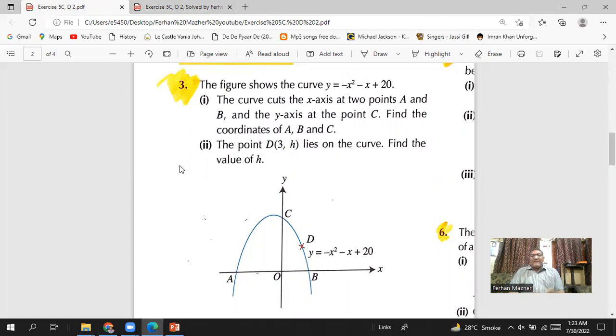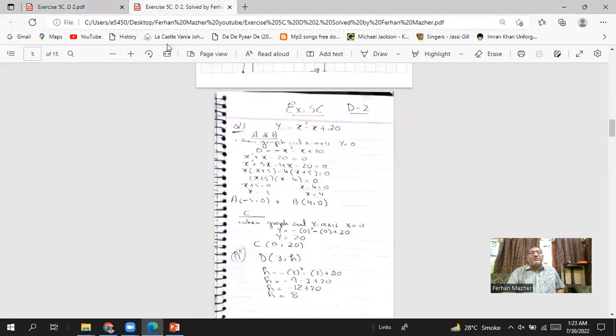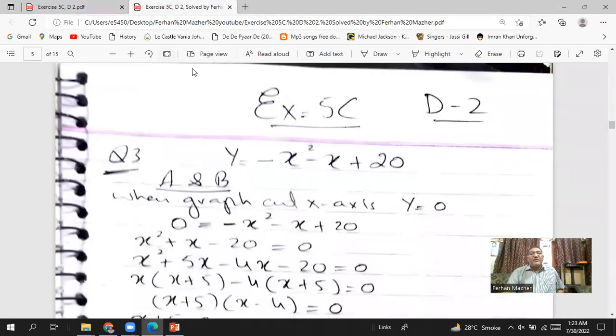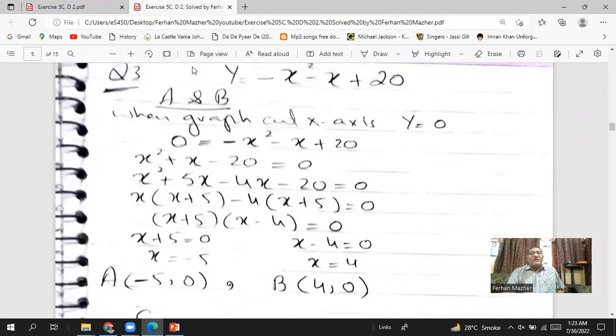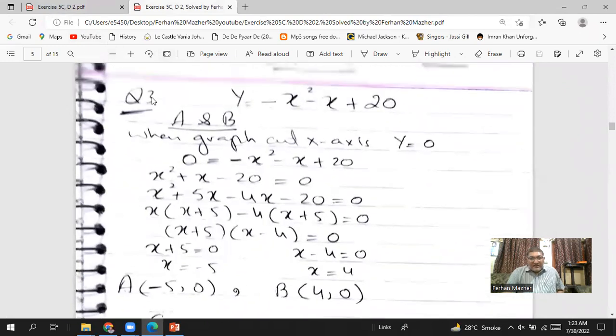So we have this equation, y equals -x squared minus x plus 20. Whenever a line or a graph or a curve cuts the x-axis, the value of y will definitely be 0. So in this equation, in the place of y, we will put 0, and then we will factorize it and try to find the value of x. Okay, so here we go. The slide is not that clear, unfortunately.